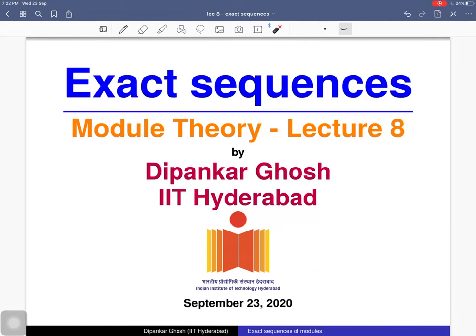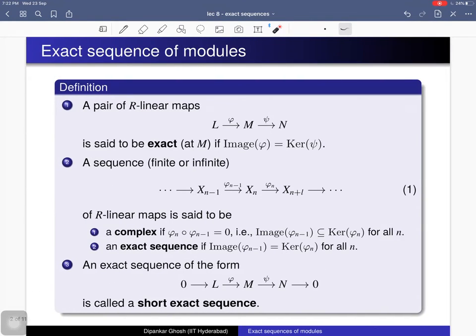Welcome to the 8th lecture on module theory. Today we will discuss exact sequences of modules. We start with the definition of exact sequence.